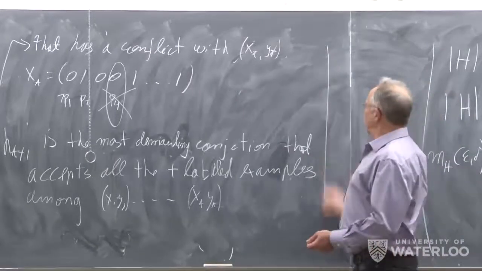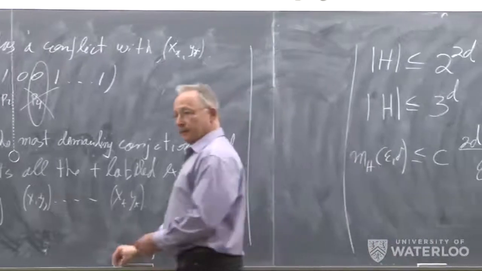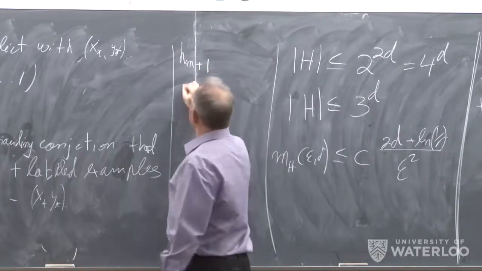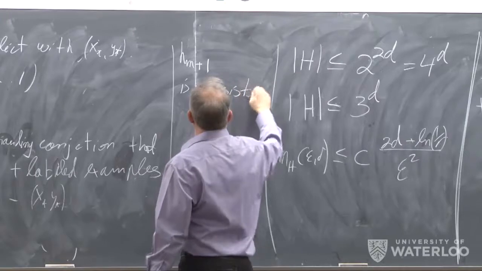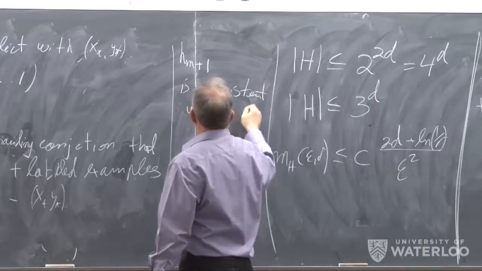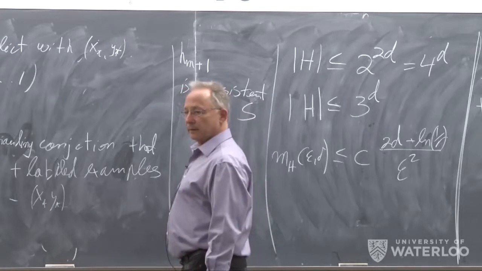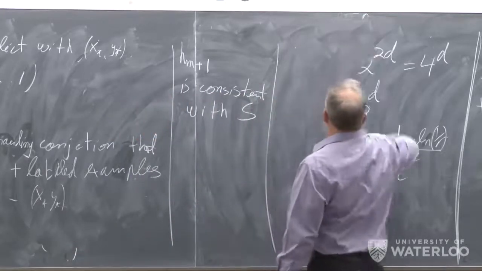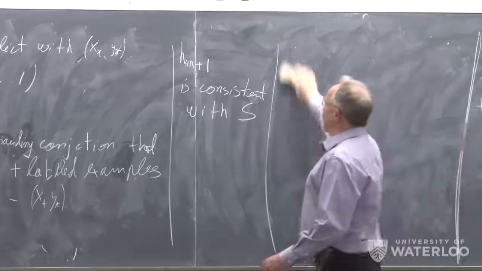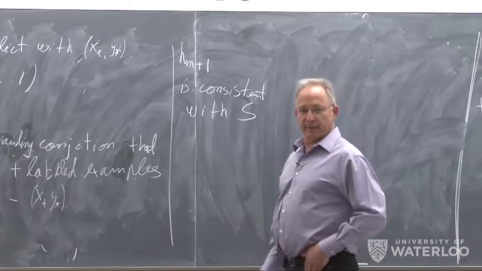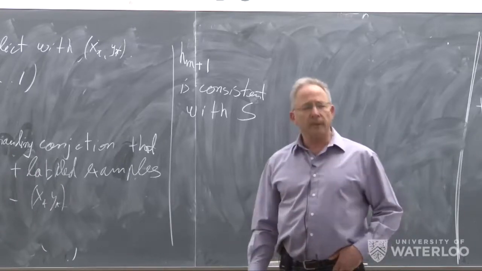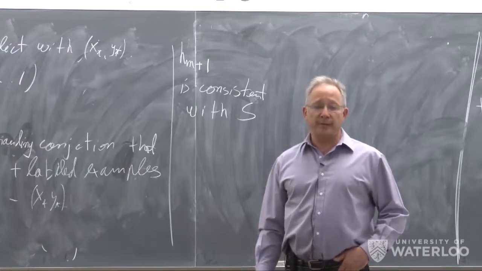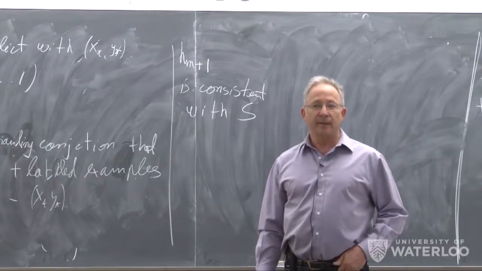Right? So what will happen when I get hm, after m steps? hm plus 1 is consistent with S. I mean, this is assuming what? None of the negative examples start passing. What do you say? You say hm plus 1 is consistent with S. All the positive examples will pass. But the negatives might start passing.